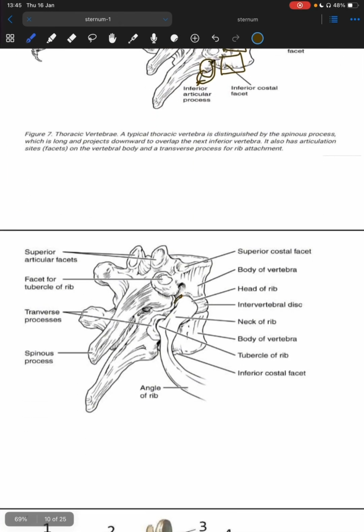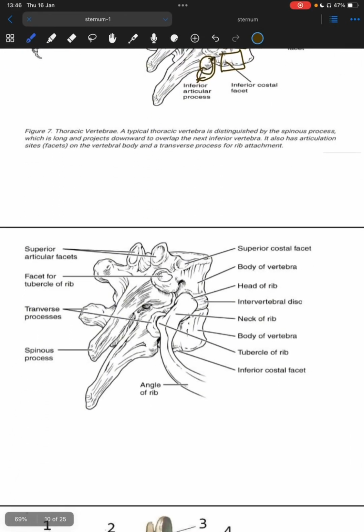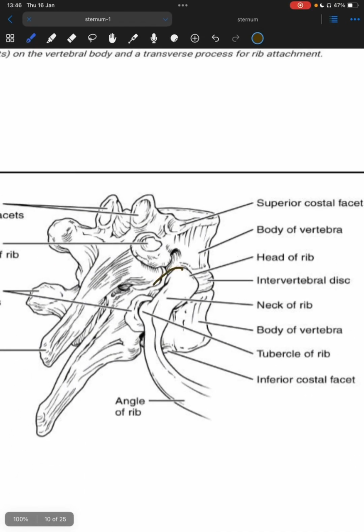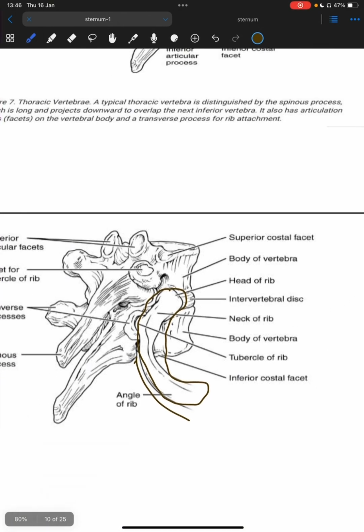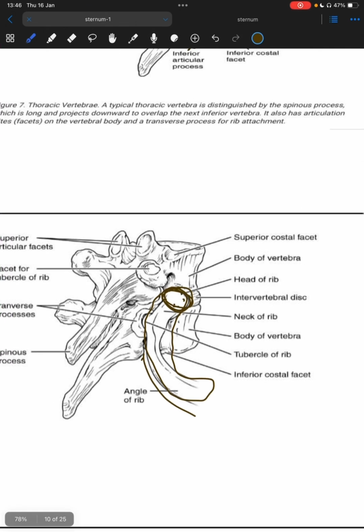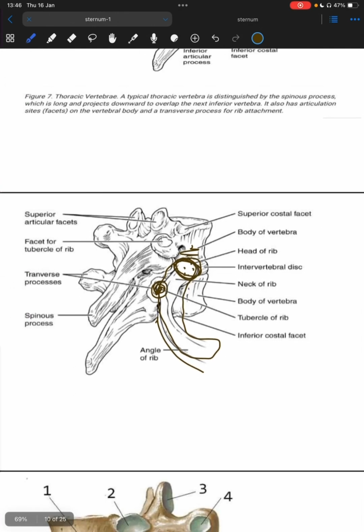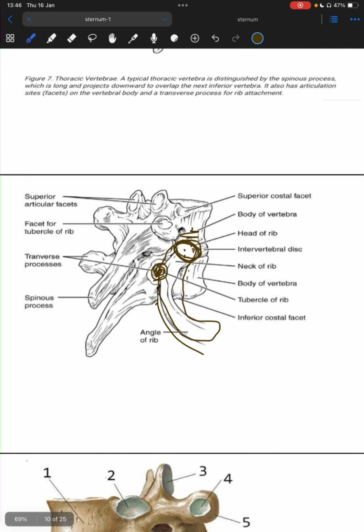As you can see, this is the rib, a typical rib. This is the angle of the rib, and this is the head of the rib. It is attached to the inferior costal facet of this vertebra, and this is the tubercle of the rib, which is attached to the transverse process of the vertebra. So this is how a rib attaches.